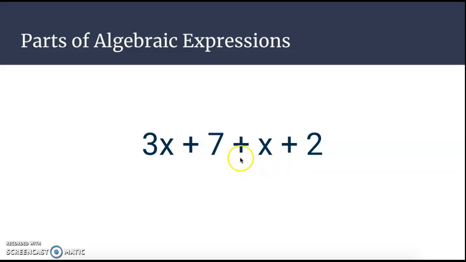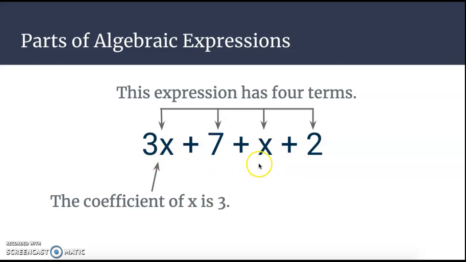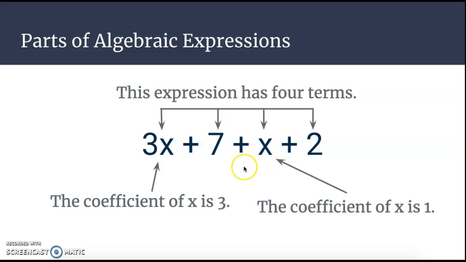Okay, so if we look at this algebraic expression, we have 3x plus 7 plus x plus 2. All of those addition signs separate the terms. So this expression has 4 terms. 3x is a term, 7, x, and 2. So 4 different terms. Okay. Remember, for coefficients, 3 would be the coefficient of this x, and then this x also has a coefficient, it's just invisible. This x has a coefficient of 1. And then 7 and 2 are constants.